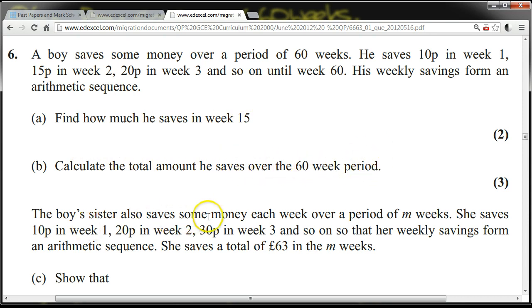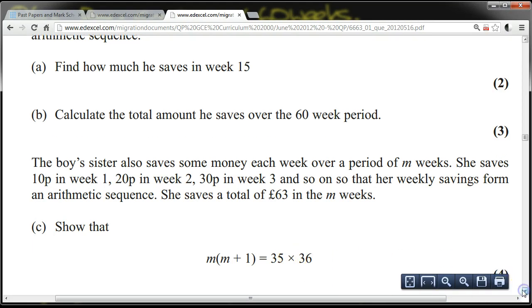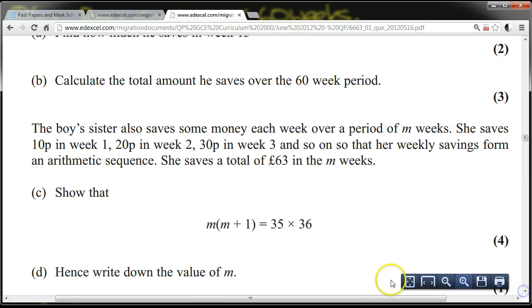The boy's sister also saves some money each week over a period of m weeks. She saves 10 pence in week 1, 20 pence in week 2, 30 pence in week 3, and so on, so that her weekly savings form an arithmetic sequence. She saves a total of £63 in the m weeks. Show that m times (m plus 1) equals 35 times 36. Hence, write down the value of m.